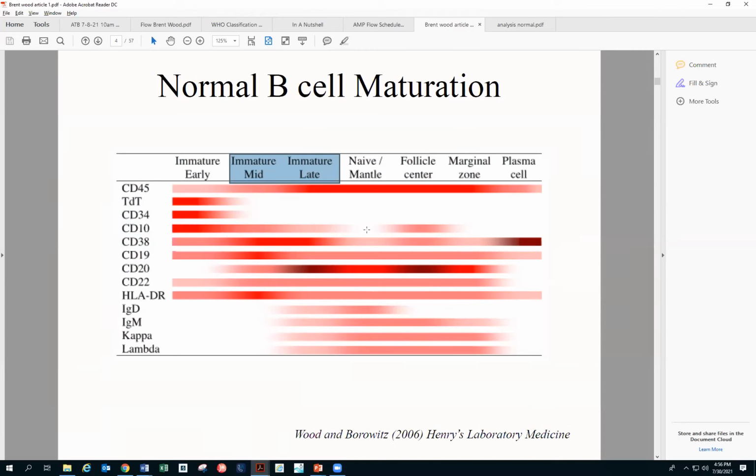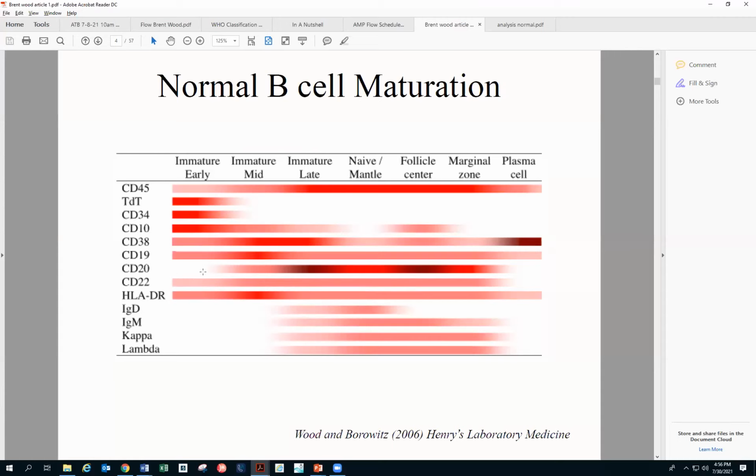CD10 dips in the mantle cell, and then basically bright. So we already saw that CD10, the germinal center marker, will be more in the follicular center and brighter in the immature. CD38, as we saw, can come in the immature or late mid stages, and then it is very bright in the case of plasma cells. CD19, as we saw, is not present in the plasma cells, very dim in the plasma cells. It is more in the immature mid stage.